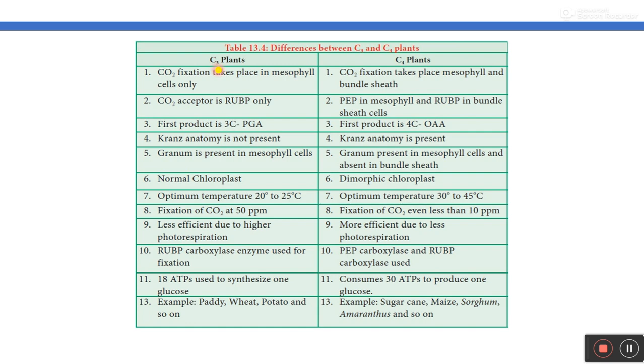Examples of C3 plants are paddy, wheat, potato, and so on. And examples of C4 plants are sugarcane, maize, sorghum, amaranthus, and so on. So these are the main differences between C3 and C4 plants. Here one question can come in your exam: elaborate the differences or write the differences between C3 and C4 plants.